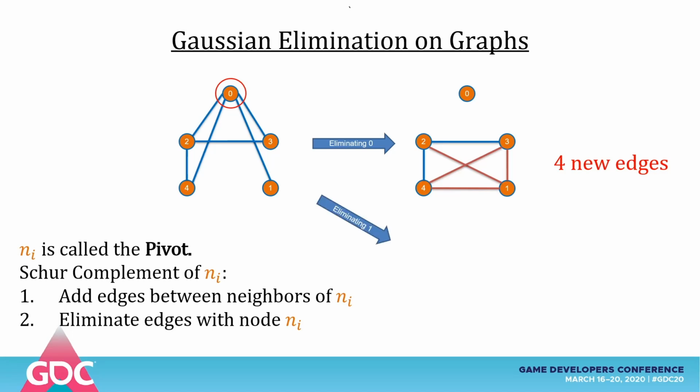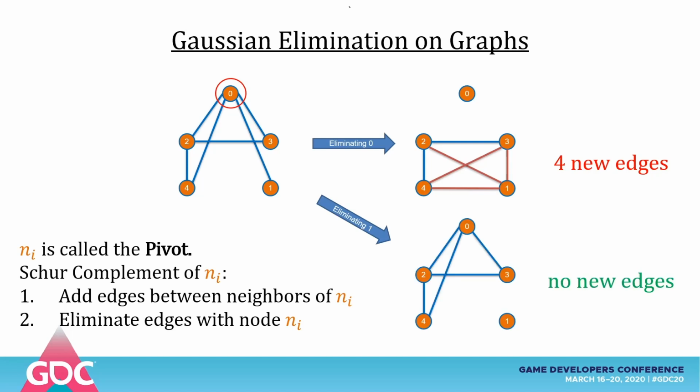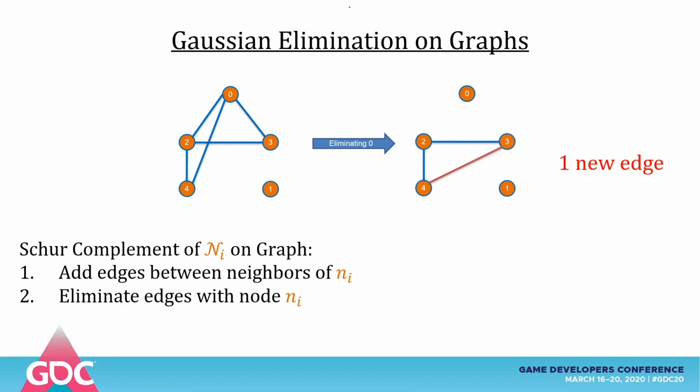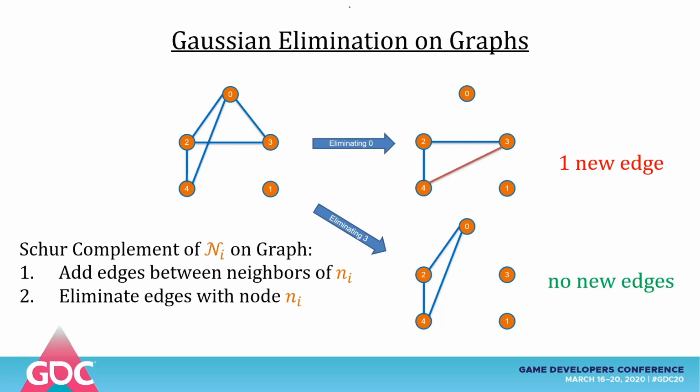If we permute our matrix in such a way that the rows corresponding to node 1 are at the top, we can eliminate node 1 instead. Doing this produces this graph, where no new edges have been created, and therefore no zero elements of the sparse matrix have been filled in. This is much better than eliminating node 0. So now on the resulting graph, let's find another node to eliminate. Let's try node 0. This creates a new edge, but if we eliminate node 3, there will be no new edges created, and the sparsity of the matrix will not increase.